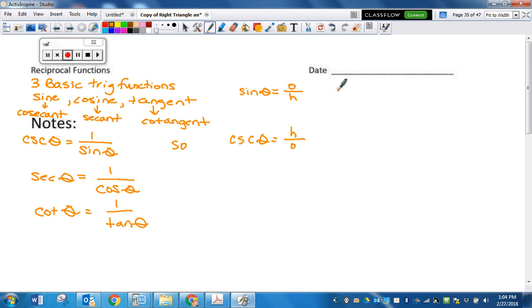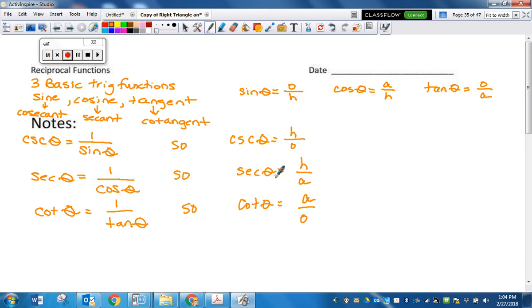Same for this one. I know that cosine of any angle is equal to adjacent over hypotenuse. So secant is the reciprocal, which is 1 over cosine, which means you could also say secant of theta is equal to hypotenuse over adjacent. And tangent theta, SOHCAHTOA, is equal to opposite over adjacent. So cotangent is 1 over tangent, or cotangent of theta would be adjacent over opposite. Depending on what you're trying to do, you might want to use a different version of the definition.